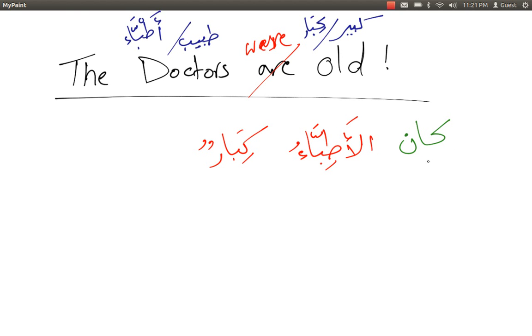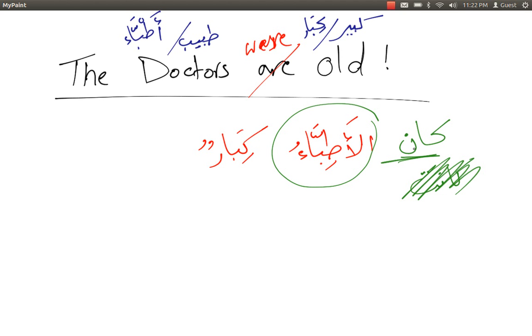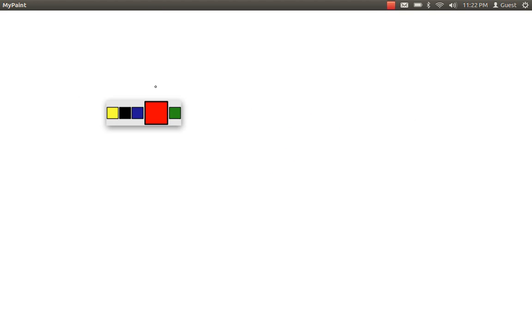So we have two options. It's either kana or kanat. How do we know? Well, if our subject of speaking, the object that we're describing, is masculine, it takes usually masculine form, we would use kana. If it takes the feminine form, we would use kanat. Okay, so in our case, we'll choose kana for this sentence, and it would be kana al-atibba'u, and we have to change this to kibaran. Kana al-atibba'u kibaran. This is how we make this sentence into the past tense.